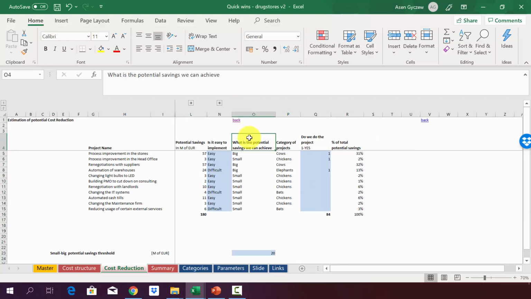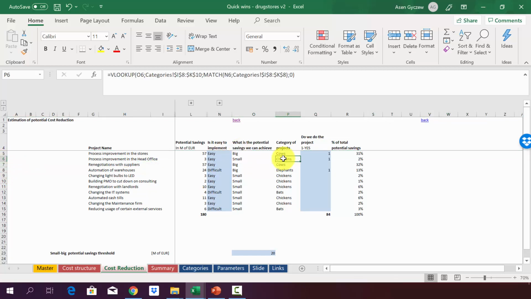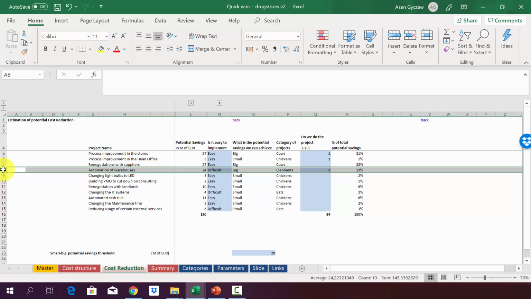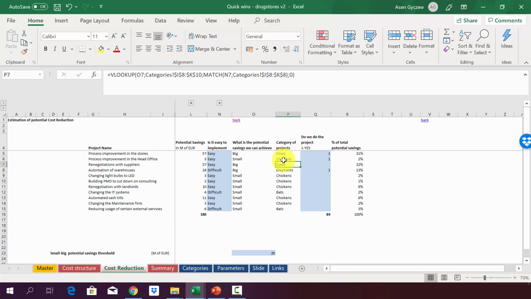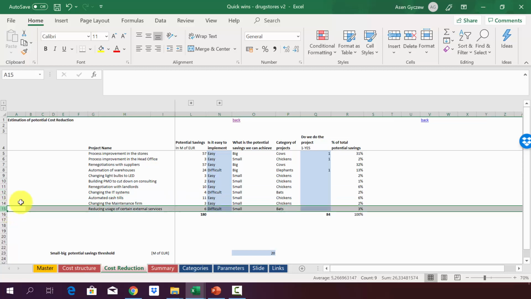So once we know how we did it, let's have a look at the category of projects. As you can see, we've got only 2 projects which we can consider quick wins, in other words, the cows. So this is process improvement and then renegotiation with suppliers. Then there are some big ones like automation of warehouses, which is a big one, a difficult one. So this is an elephant. And there are a lot of small savings, like chickens, that we can consider, and 2 which we qualified as bad savings. So they are not worth doing for the time being.